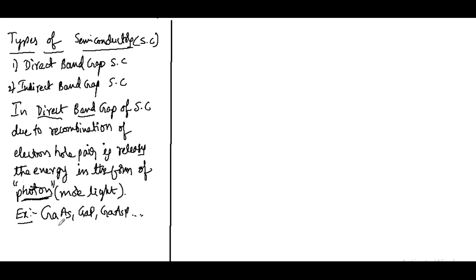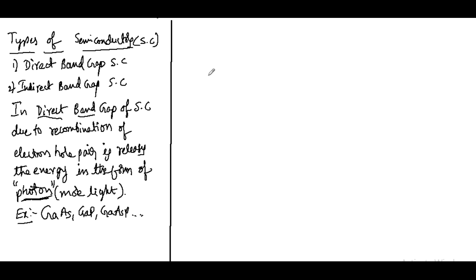General examples are gallium arsenide, gallium phosphide, and gallium arsenide phosphide. These come under direct band gap semiconductors. And these types of semiconductors are used in optoelectronic devices, like LED (light emitting diode), photodiode, and laser. Those types of devices use these materials. So, direct band gap semiconductors.